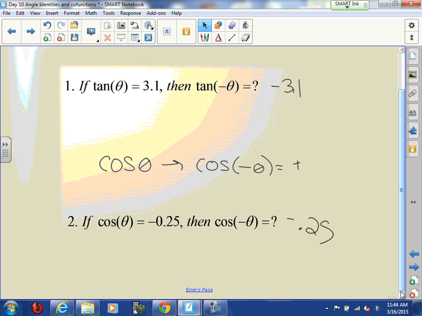The other answers change because it's the negated version. Cosine stays exactly the same. It's the only thing that doesn't change signs. So the answer still is negative 0.25. Are you clear with that? Yes, no? Possibly. It's the only one that the sign doesn't change.